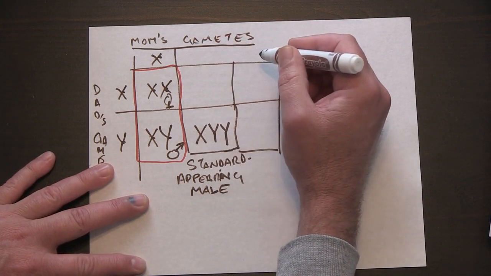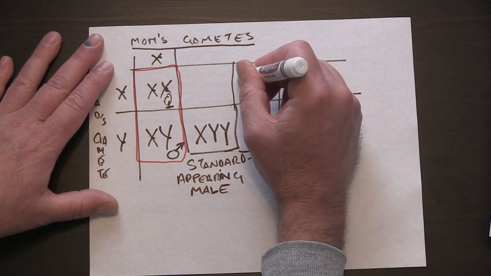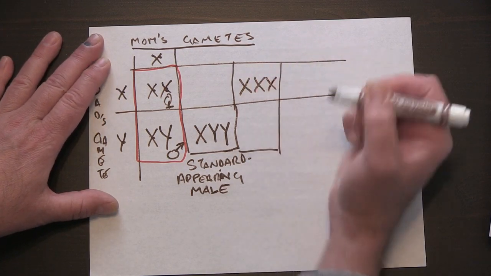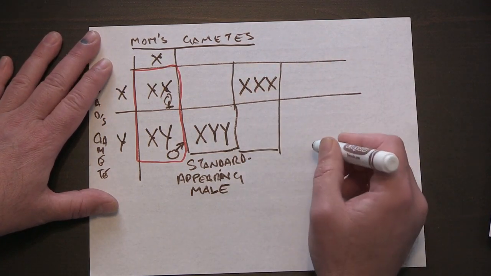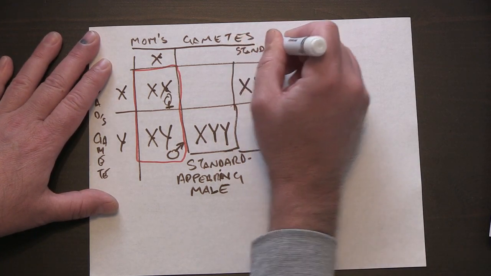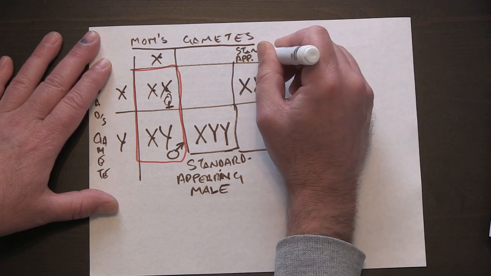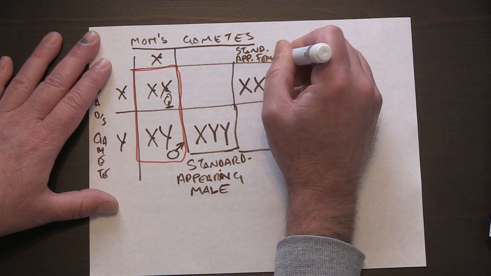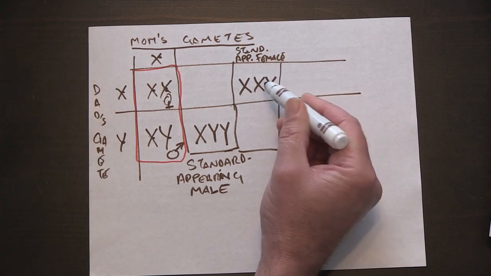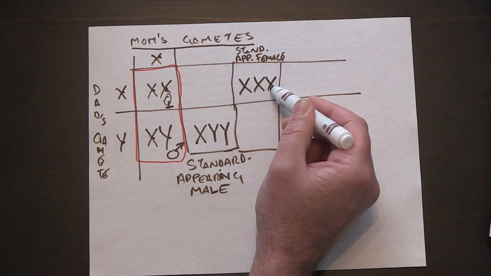If there's a non-disjunction on the X chromosome, either from mom or dad, you can end up with, this is a standard appearing female. I'm just going to abbreviate that. But it's female because there's no Y chromosome, right? It just has an extra X chromosome.